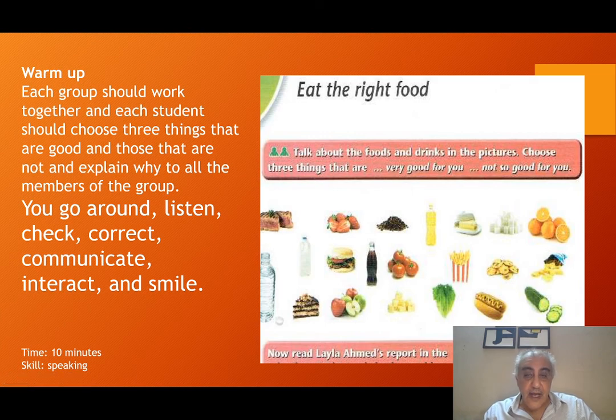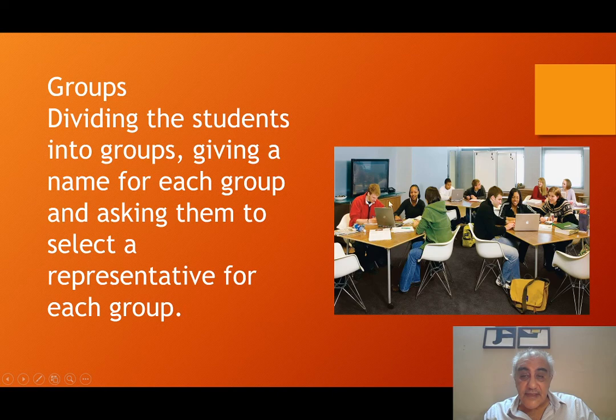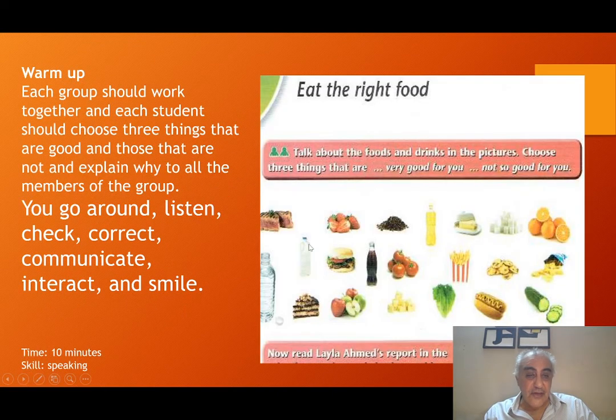Now, as you can see, this is what the students are going to do. So this is not your job. What you are going to do is go around, listen, check, correct, communicate, interact, and smile.